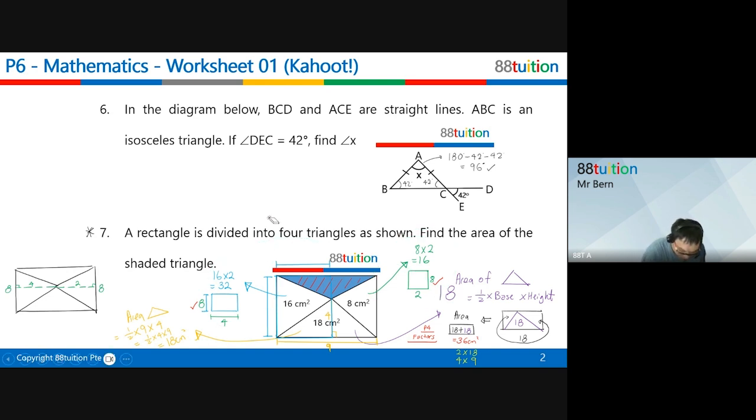Let me just check whether it is correct or not first. This portion here is actually half times base times height. Half times 8 times 2 is equal to 8 cm squared. Correct, it's correct there. Now the area of this blue color over here, half times base 8 times 4, which is equal to 16 cm squared. Correct. It works. Everything seems to be good.